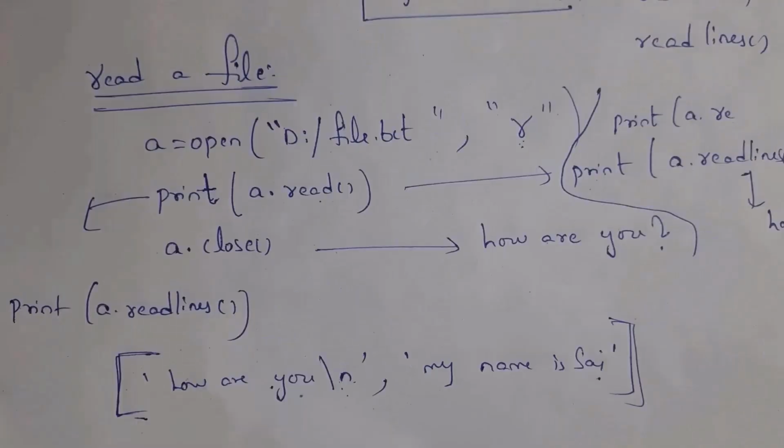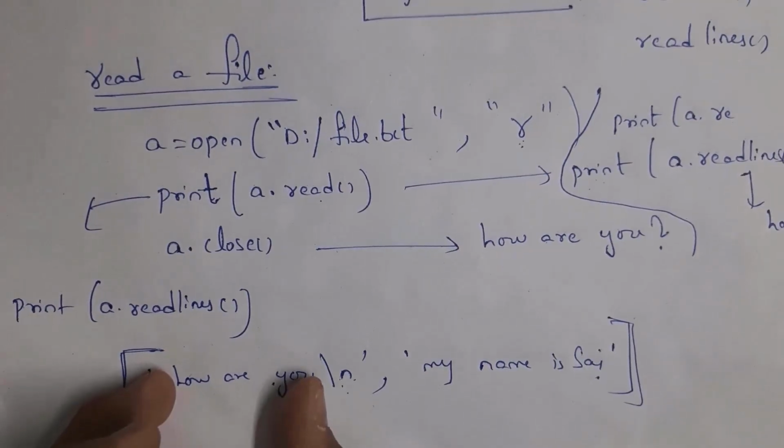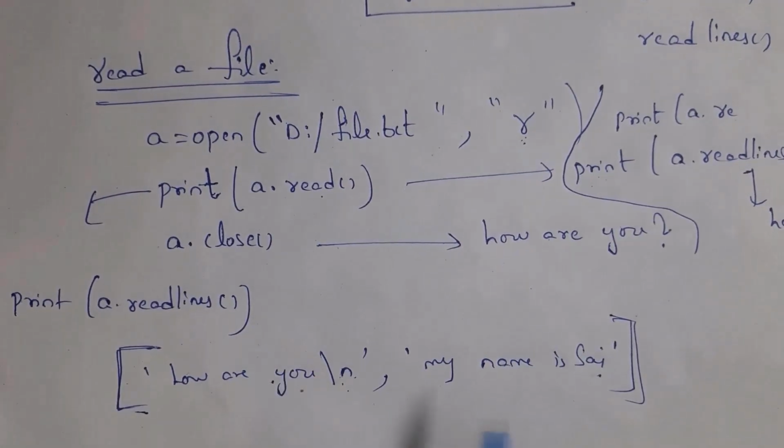This is my output. For example, I don't want to print output in the form of list. I want to get output like how are you, and in next line it should print my name is Sai.